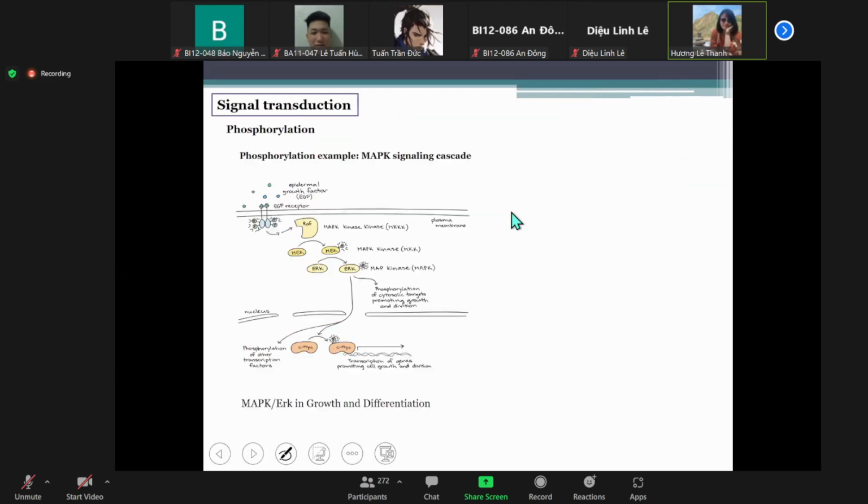In signal transduction by phosphorylation, we have the MAP kinase signaling cascades. This is a very complicated part. MAP kinase stands for mitogen-activated protein kinase. We call it the MAP kinase signaling cascade.